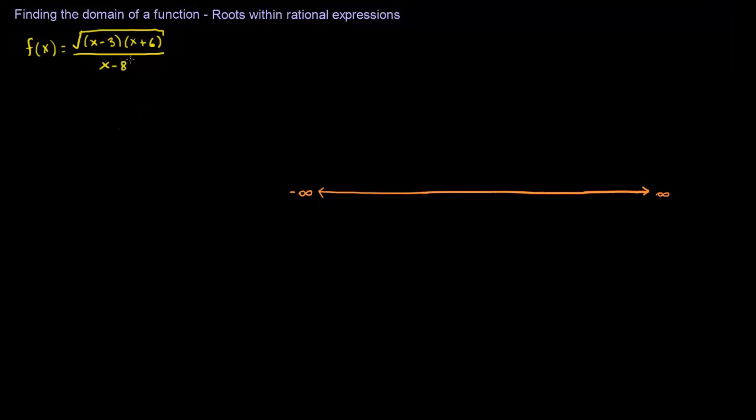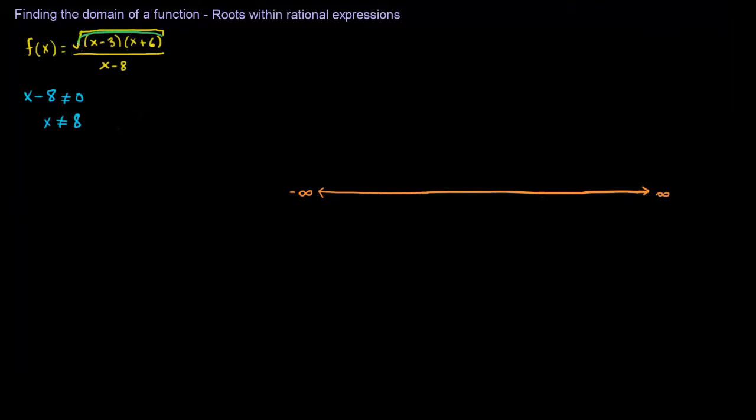So I'm going to start with the easy part, which is the one in the denominator. As this is a rational expression, the denominator cannot be equal to 0. So I'm going to write it in here: x minus 8 different from 0. So x has to be different from 8. That was easy. Now I'm going to get to what's in the root.